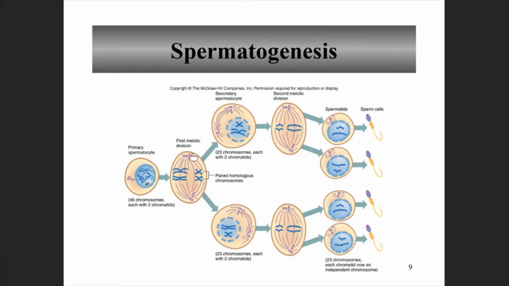And in what cell is the first cell that you see with a haploid number of chromosomes in spermatogenesis? In what cells do you first see a half number of chromosomes in spermatogenesis?